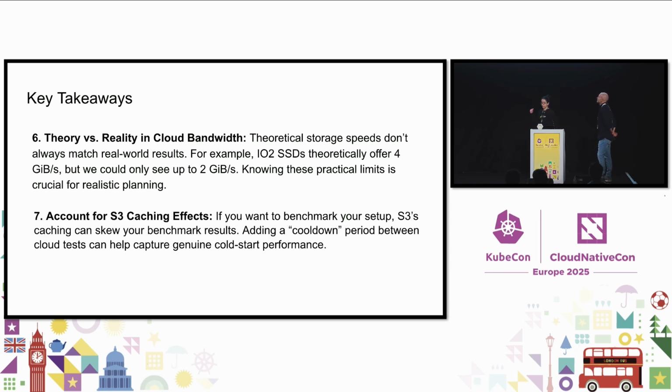And also, if you want to run your own benchmarking with the Streamer or with something else, make sure that you are accounting for S3 caching effects. That's something that we realized. Probably in the S3 backend, there is some caching happening. So after running some experiments one after each other in the S3 setup, we saw quite some acceleration, which is not good if you're trying to calculate a cold start performance. So if you want to give it a go and check out some benchmarking, make sure that you add a cooldown period between cloud tests.